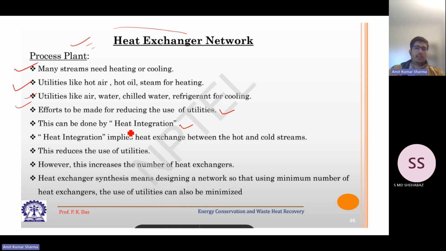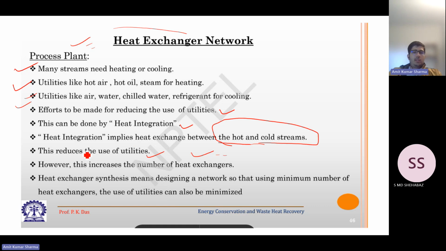Heat integration implies heat exchange between the hot and the cold stream. The cold stream is interacting with the hot stream and taking away the heat. In this way, we can decrease the number of utilities. This reduces the use of utilities. However, there is an increase in the number of heat exchangers, because if we are not using utilities, we are using heat exchangers.